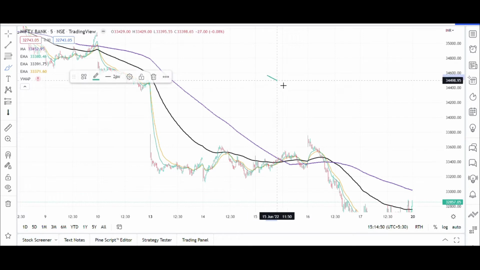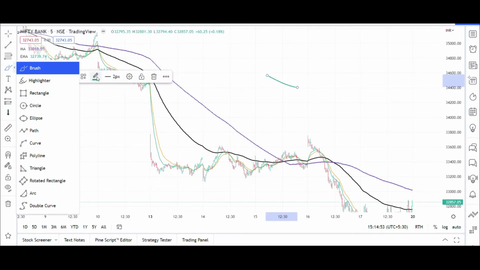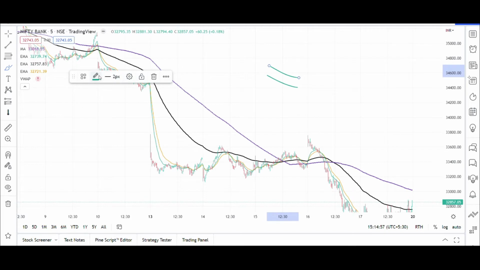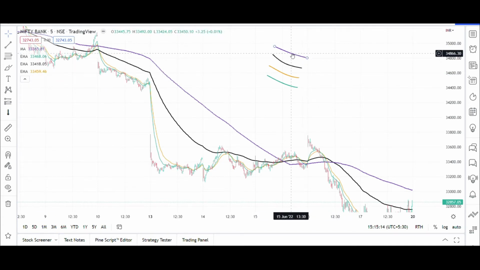Let me draw once again. The 10 moving average should be below the 20, and the 20 should be below the 100, which is the black line, and this one is the 200 simple moving average. So 10 is less than 20, 20 exponential is less than 100 EMA, and all these 3 exponential moving averages are below the 200 moving average. This will give you a good short term bearish trend, which we already went through in part 3 of the video.